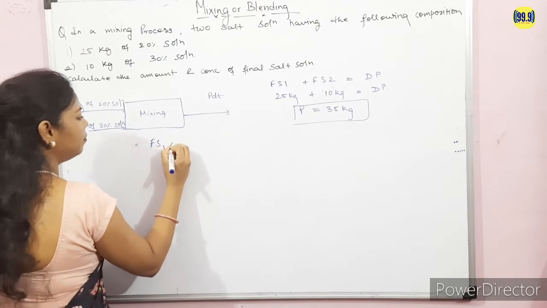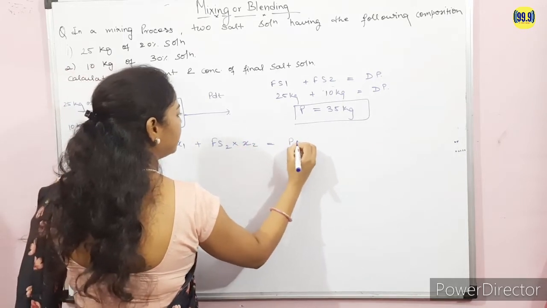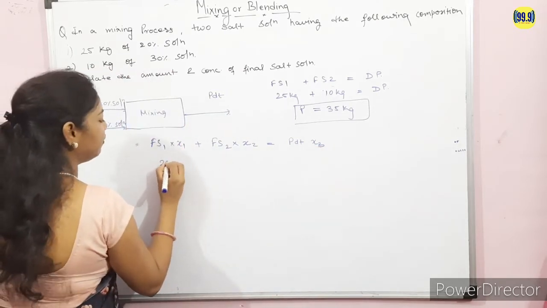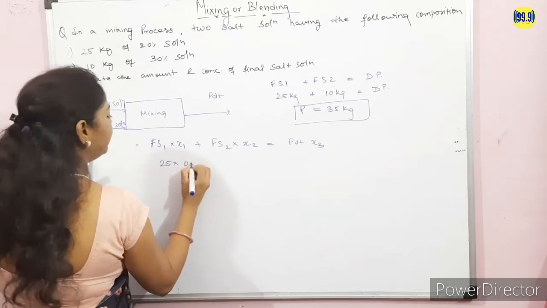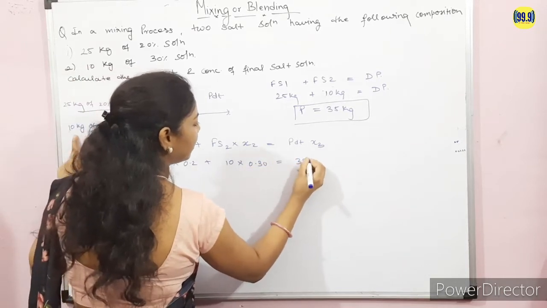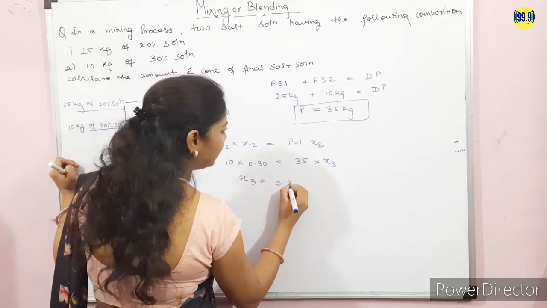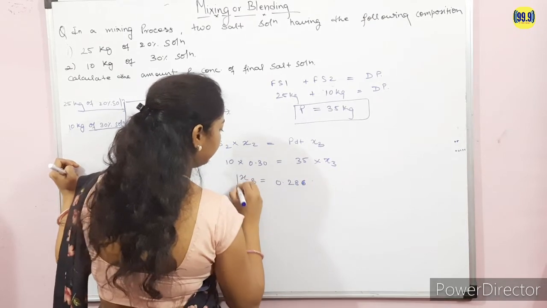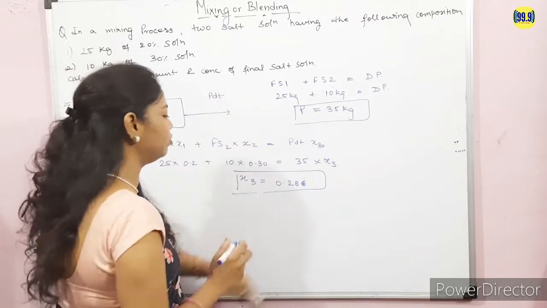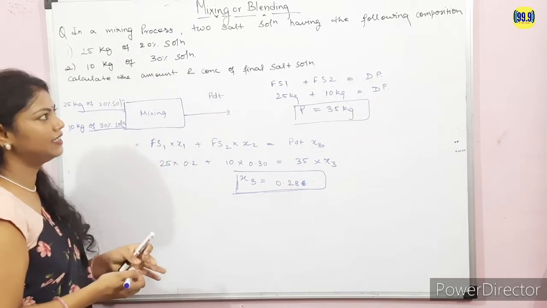Now apply the composition balance, that is feed stream 1 into x1 plus feed stream 2 into x2 is equal to product into x3. So 25 into 0.20 plus 10 into 0.30 is equal to 35 into x3, and from here we get the value of x3 as 0.286. Okay, so this is the value of the x3 composition, which is the concentration of the final solution.